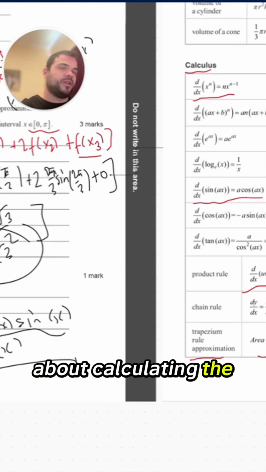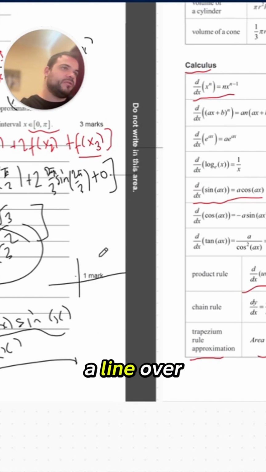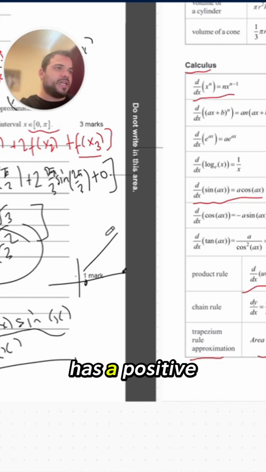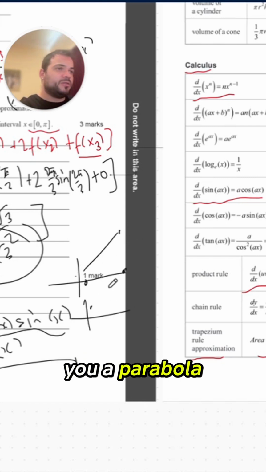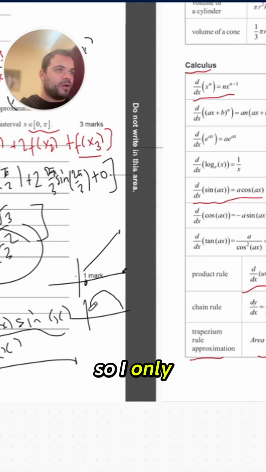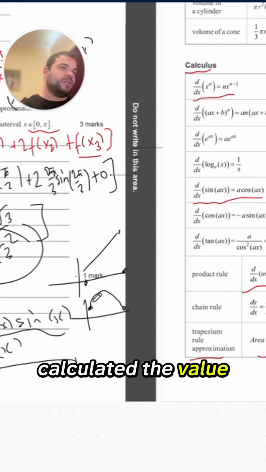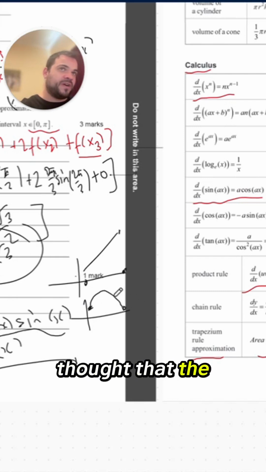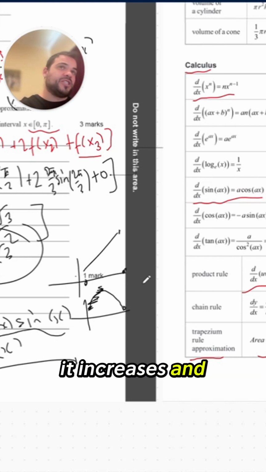Now, the thing about calculating the range of a function is if, for example, I give you a line over some interval that has a positive gradient, then you know that the lowest value of the function occurs at the left endpoint, and the highest value of the function occurs at the right endpoint. But if, for example, I give you a parabola on an interval, so I only give you part of the parabola, you have a left endpoint and a right endpoint. If you just calculated the value at the left endpoint and the right endpoint, and you thought that the range of the function was between those two values, you'd miss out this upper section out here, because the function doesn't just increase or decrease. It increases and then decreases.